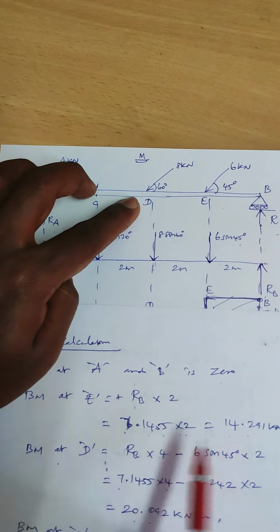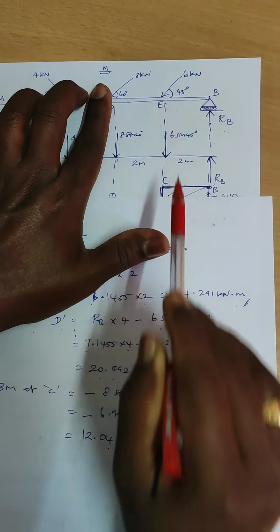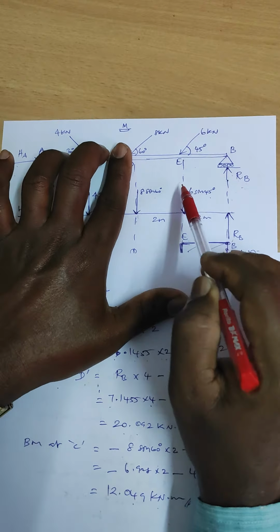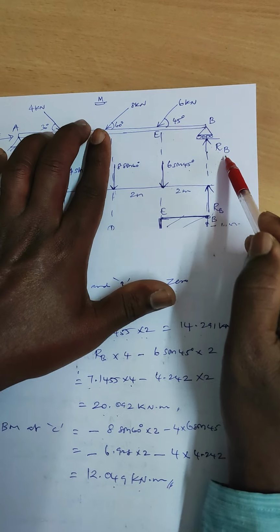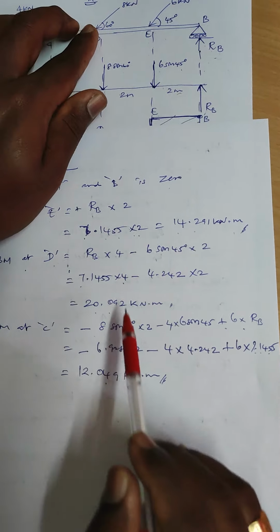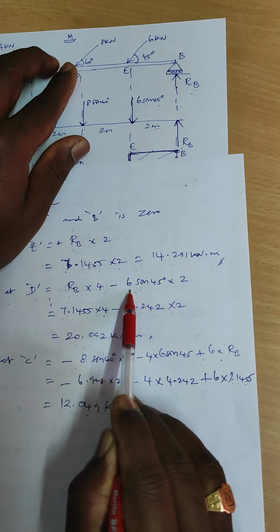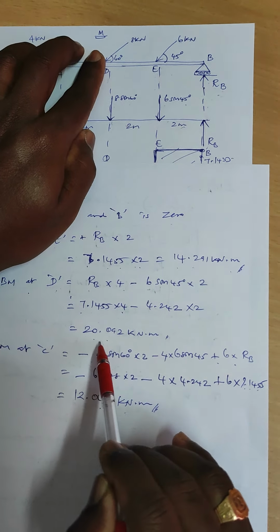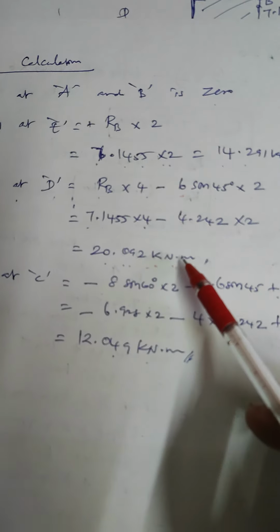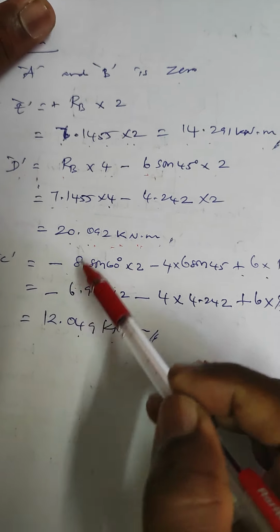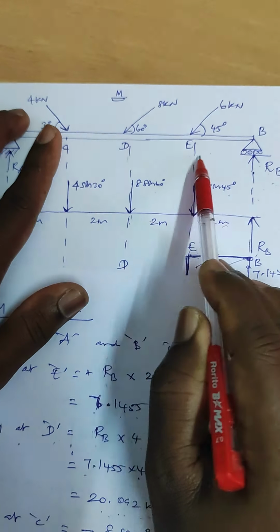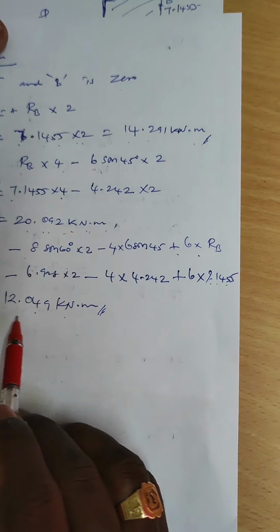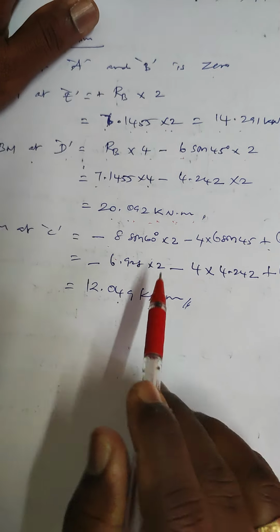Next, bending moment at D. There are two perpendicular forces: one is RB acting upward, another one is 6 sin 45 acting in the downward direction. So RB into perpendicular distance 4, this is upward direction, clockwise direction, minus 6 sin 45 into 2. So the answer is 20.092 kilonewton meter. Next, bending moment at C, considering the right side 3 forces: at D downward, E downward, at B upward. If you substitute the values respectively, we get the answer as 12.049 kilonewton meter.